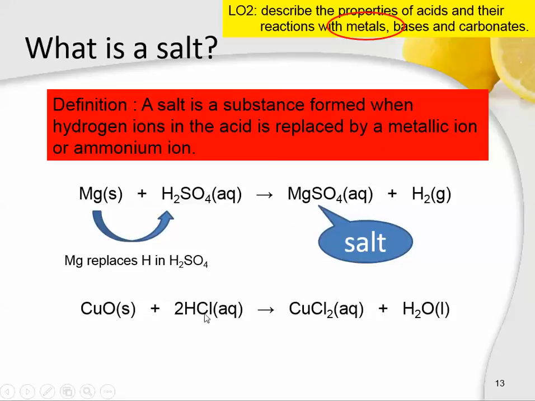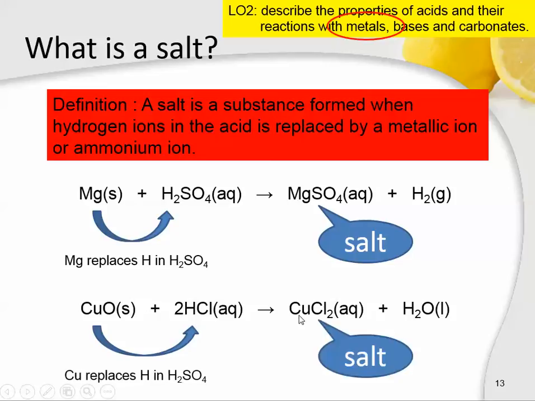Now, copper(II) oxide reacts with hydrochloric acid. In an acid, there's always a hydrogen ion. So, when copper replaces the hydrogen ion to form copper(II) chloride, the copper(II) chloride is a salt. So, the definition of a salt is a substance produced when hydrogen is being replaced by a metal or ammonium ion.